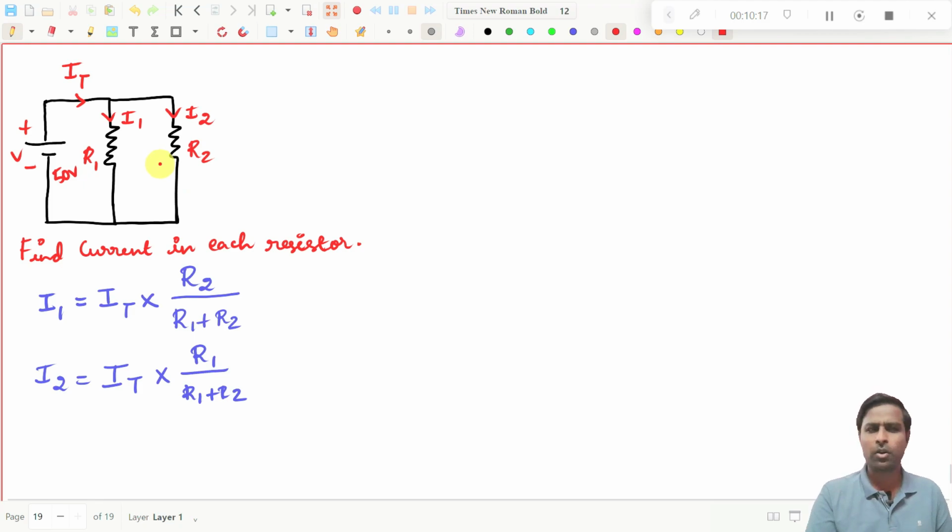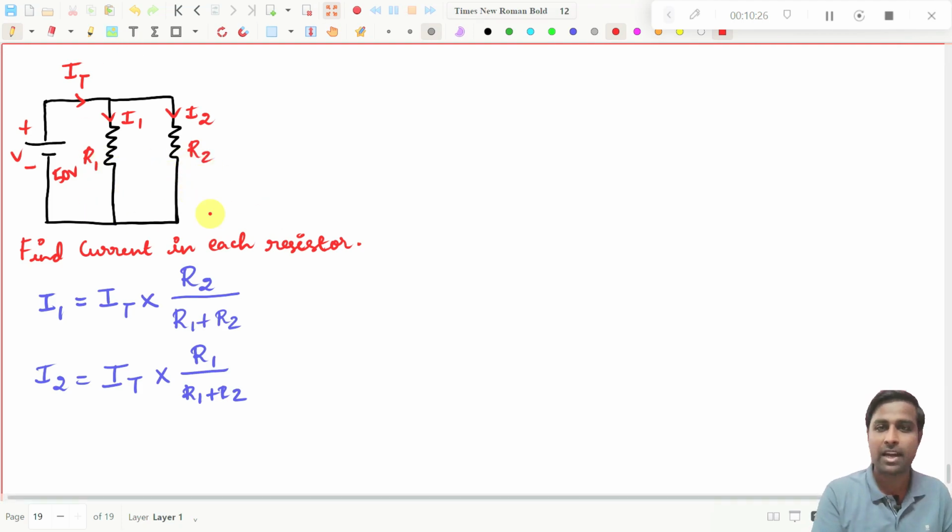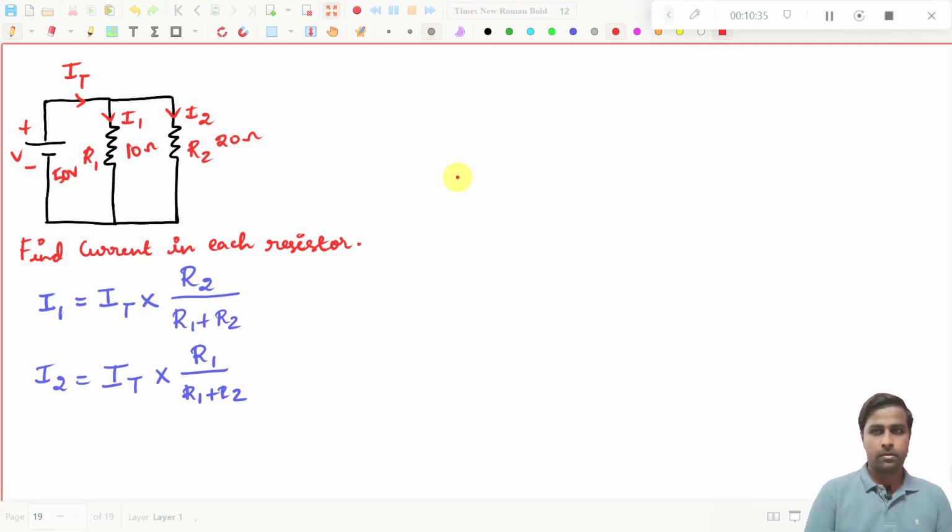How will you find the total current? Let us see how these two resistors are connected. R1 is 10 ohms, R2 is 20 ohms, so these two values are given. Now you can simplify these two. They are connected in parallel, so you bring them to a single resistor. We have already seen that.